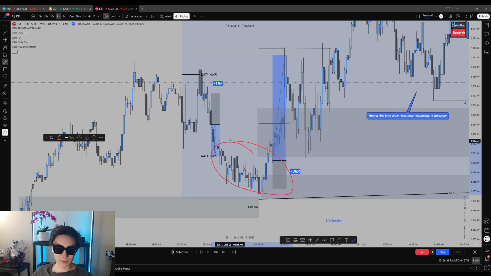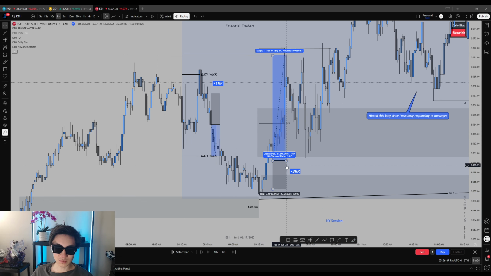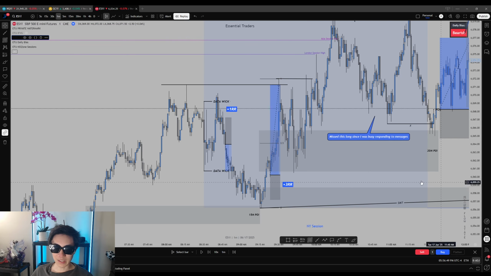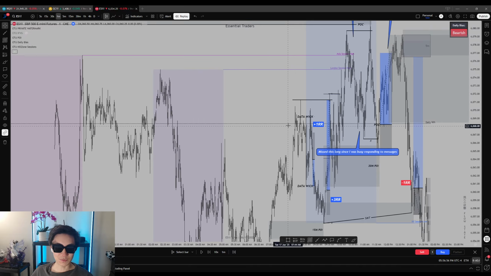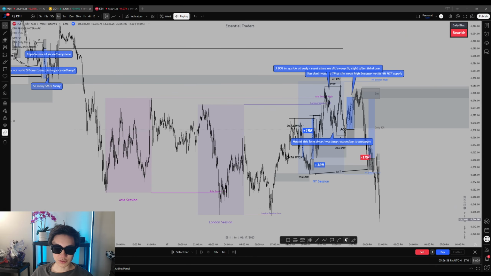So wait for an entry model. I waited for my entry model. This is an entry model I teach within the course. This is an OB entry model is what I like to call it. And we got 3.67 risk reward out of this long here to the upside. And where's my target? Weak highs, right? Because we're bullish. We are bullish.